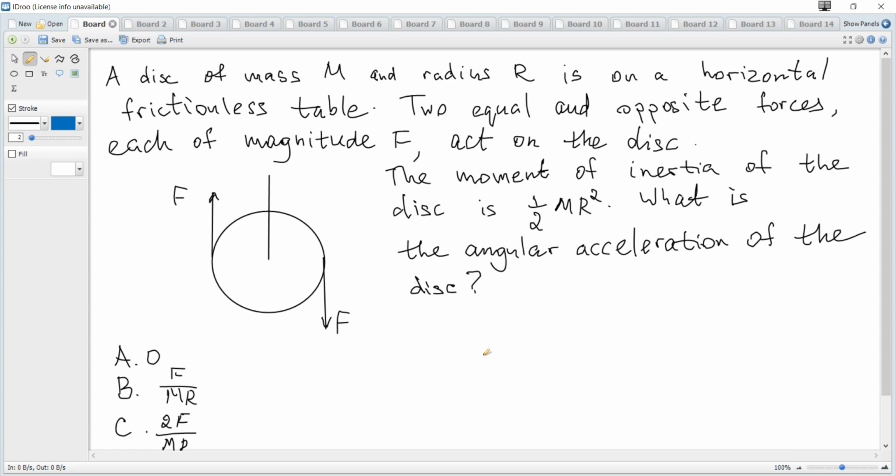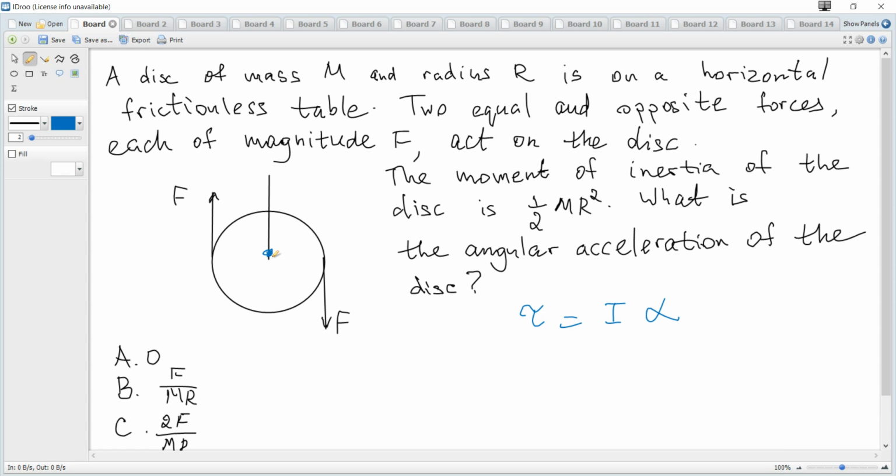So a key formula for rotational motion is like Newton's second law for usual translational motion. It's that the net torque is equal to the moment of inertia times the angular acceleration, and the angular acceleration is what's required, and it is given about the center of this disk. And what about the net torque?